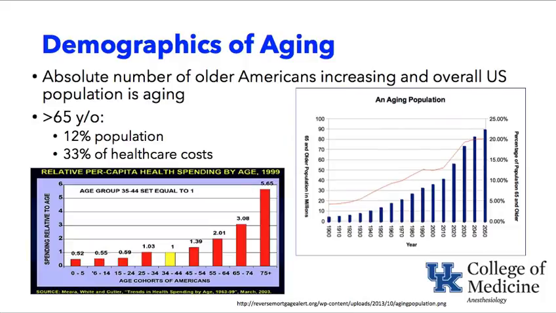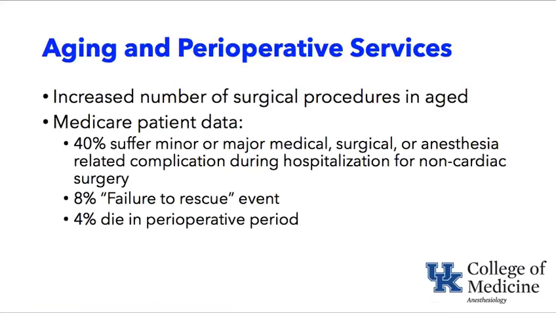It's pretty evident that the number of older Americans is increasing in the United States, and if you look at the current population percentage above 65 years old, it's approximately 12%. And if you look at the graphic to the far right, you can see that projections are up into the 20+% range by 2050. And if you look at the relative per capita health spending by age in the other graphic on the bottom left, you can see that as we age, more money is spent on healthcare costs.